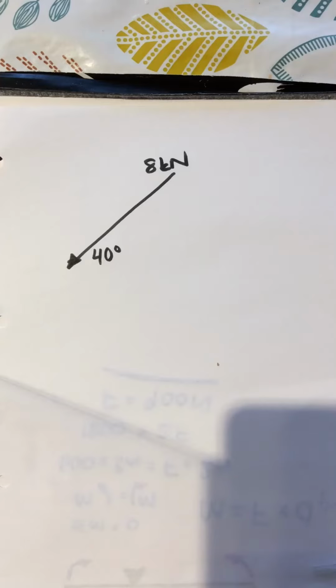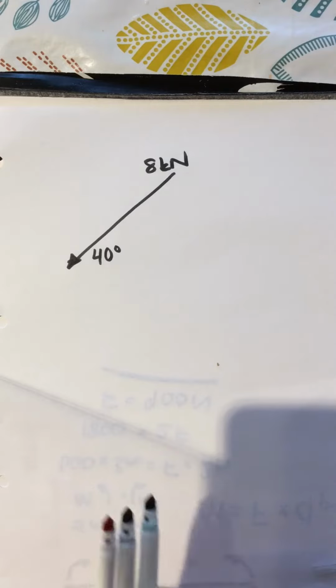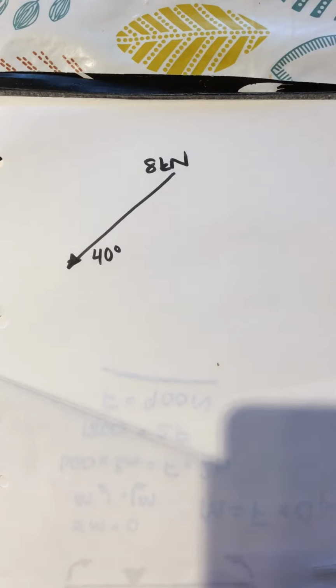Okay, so here we have a vector that is 8 kilonewtons magnitude at an angle of 40 degrees. What we're going to do is resolve this force into horizontal and vertical components. Now to do that, we need to break this down, using trigonometry, into this horizontal and vertical component.